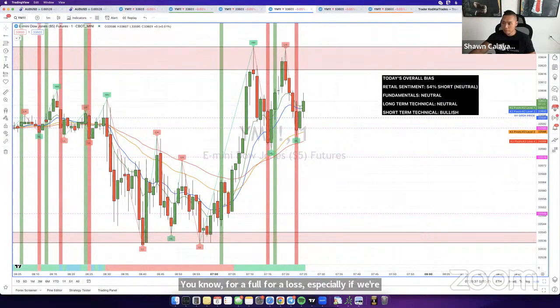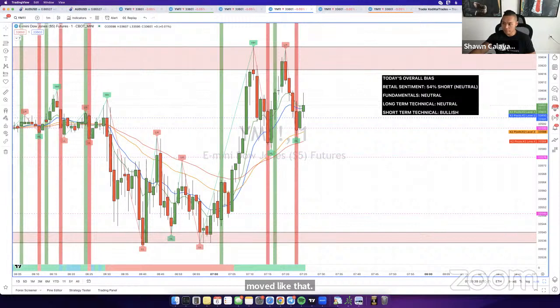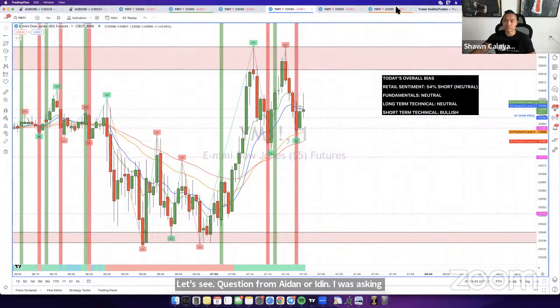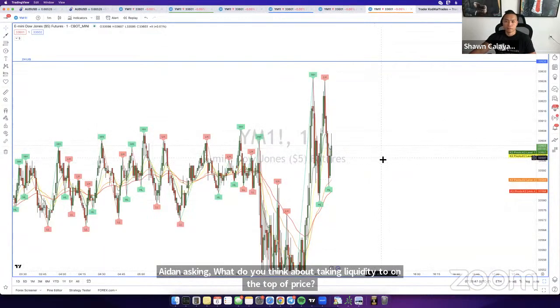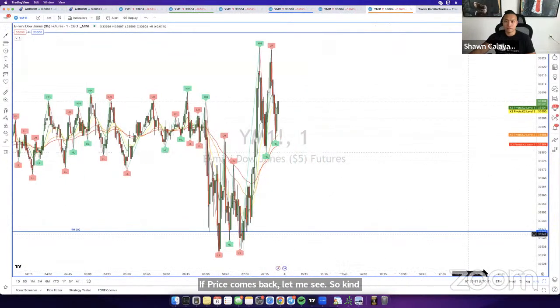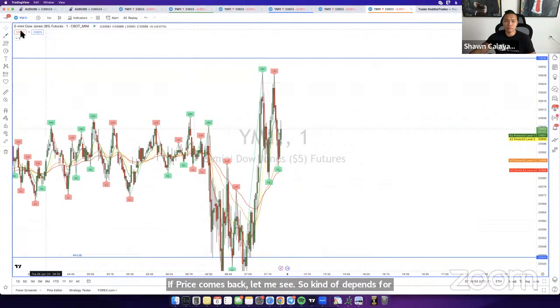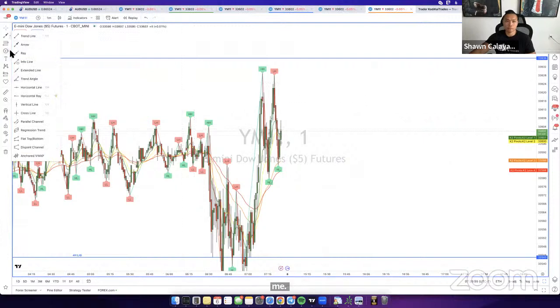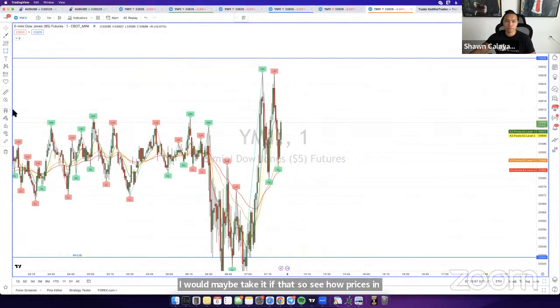Let's see, question from Aiden. Aiden's asking, what do you think about taking liquidity on the top of price if price comes back? Let me see. So it kind of depends. For me, I would maybe take it if it did. So see how price is in a range right here? I'll just show you the range real quick.